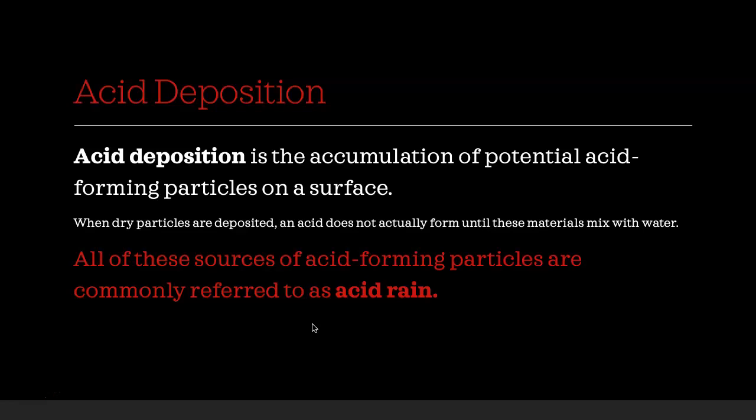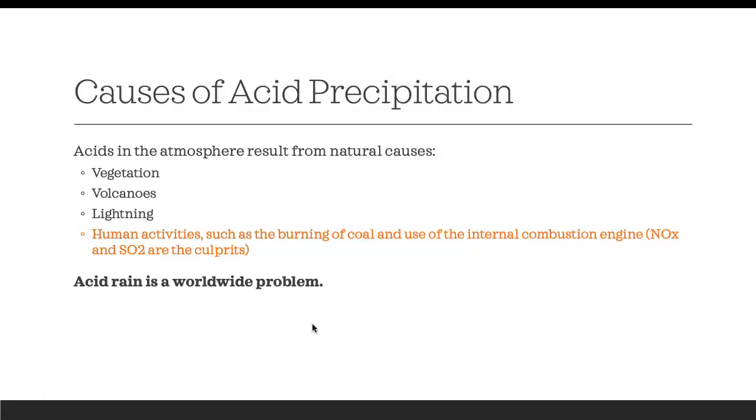The acid deposition, as I mentioned before, no matter whether it's wet or dry, no matter whether it's snow or ice or rain or dry particles, all of them are called acid rain. And acid rain has natural causes, and unfortunately with human activity, such as burning of coal and the use of the internal combustion engine, we contribute a lot to acid precipitation. And it is a worldwide problem because it's a worldwide movement of air.